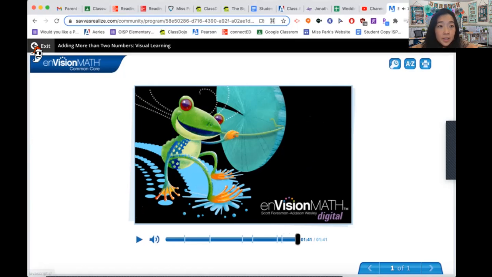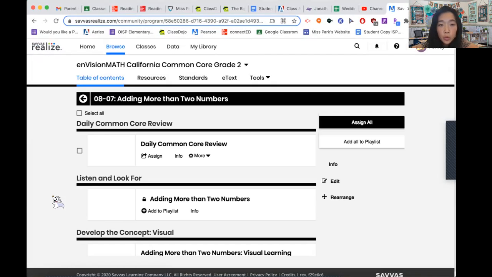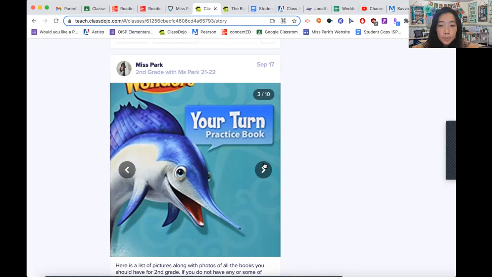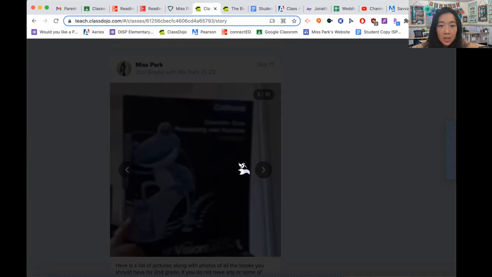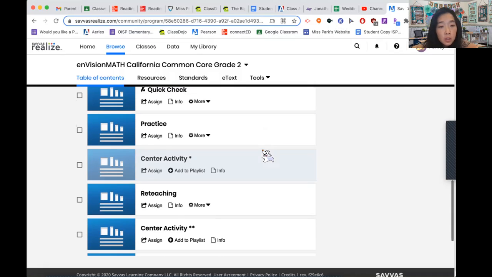All right, guys. Let's go ahead and look at our reteaching and our practice now. So you guys should have your books. If you don't know what your book looks like, it looks like this one. If you don't have your books, you can also access it through Savvas EasyBridge.